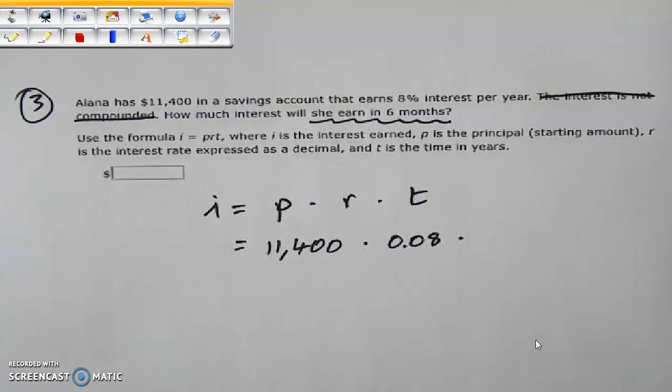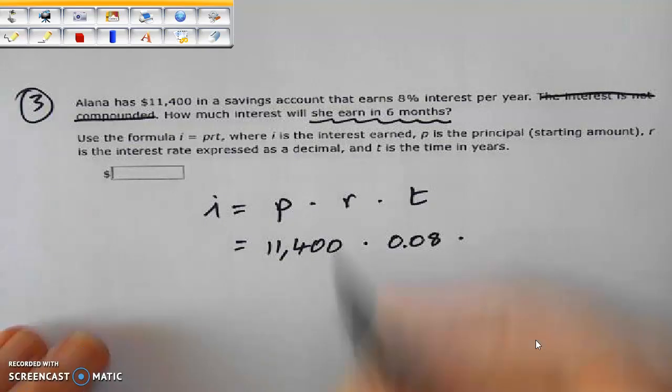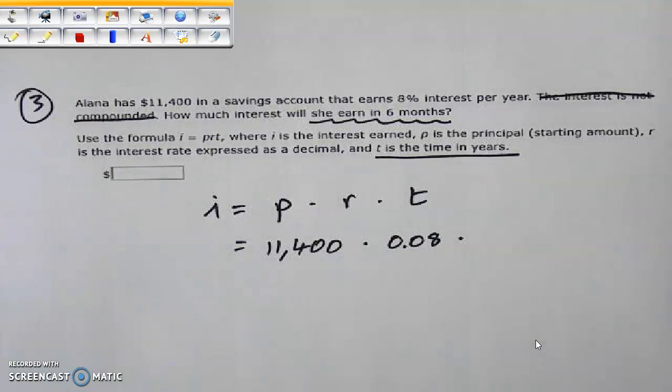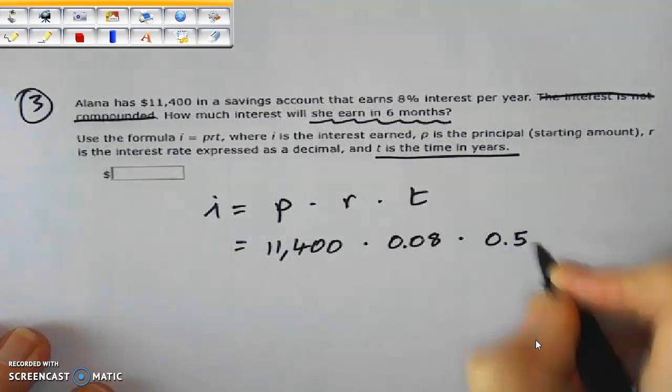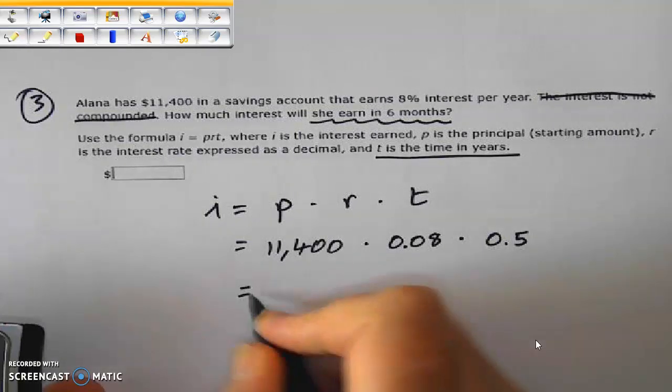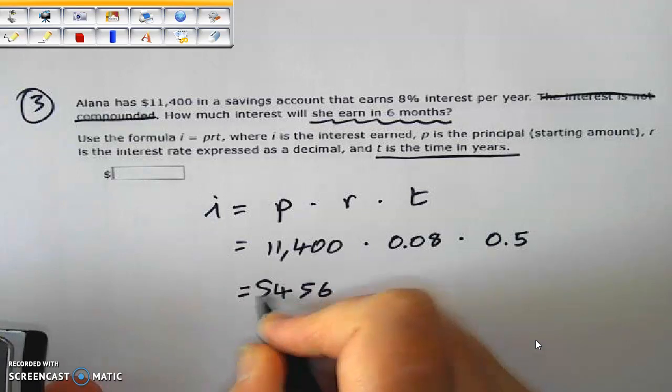And then for time, time is in years. Do you see it says here T is the time in years? But they've given us 6 months. Do I multiply by 6? But that would be 6 years. It's 6 months. So that's half of a year. So that's 0.5 is what I'm going to put in on my calculator. It's half of a year. So 11,400 times 0.08 times 0.5, and I get $456.